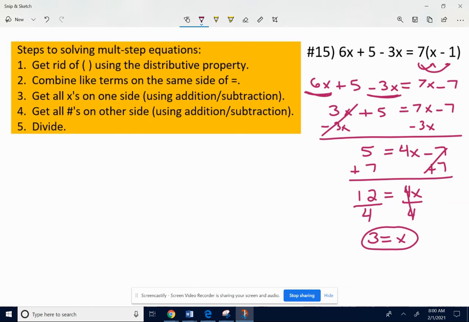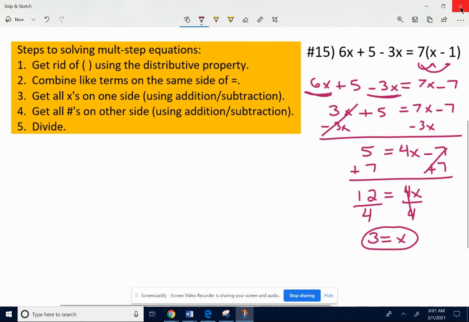Now keep in mind this, guys. I did a problem that had all of these. I had to do all 5 of these things to solve it. You're not always going to have to do all 5. Maybe you don't have parentheses in the problem, or maybe after you get rid of your parentheses, you're not going to have like terms on the same side of your equals. You're not always going to have all 5 of these steps, but use these steps to solve.